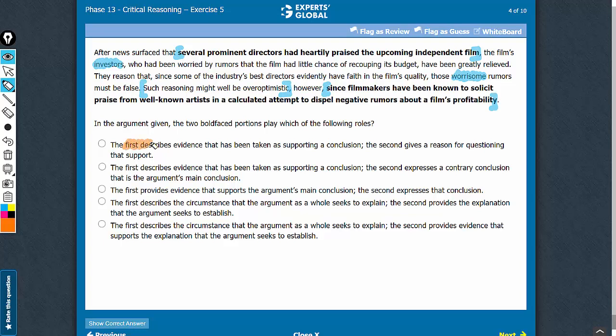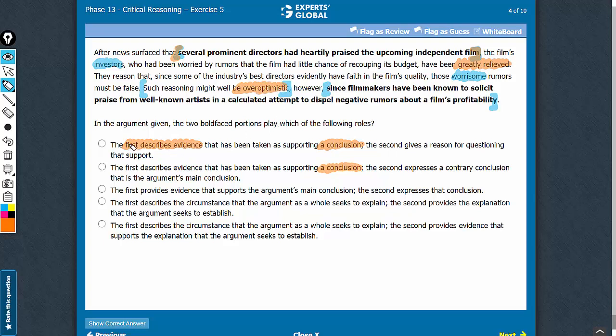Yes, the first is a concrete finding. It can be called an evidence, and yes, it has been used for supporting a conclusion. This term, a conclusion, is very interesting. It generally means an intermediate conclusion. And see, this part is leading to an intermediate conclusion that there are reasons to be greatly relieved. But eventually, the argument suggests that such an approach would be over-optimistic.